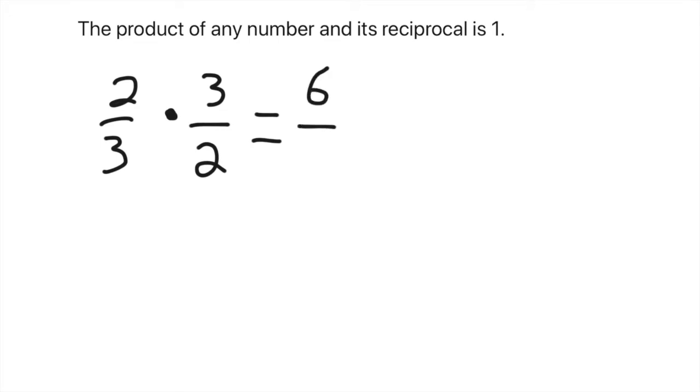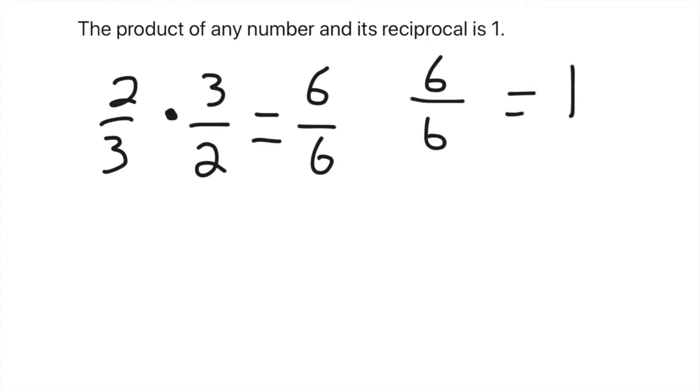And the product of any number and its reciprocal is 1. So what this means, if you have any number, so we'll just take 2/3 and multiply it by its reciprocal, which again is just inverting the numerator and denominator, you would end up with 1. And that would equal 1. So again, the product of any number and its reciprocal is 1.